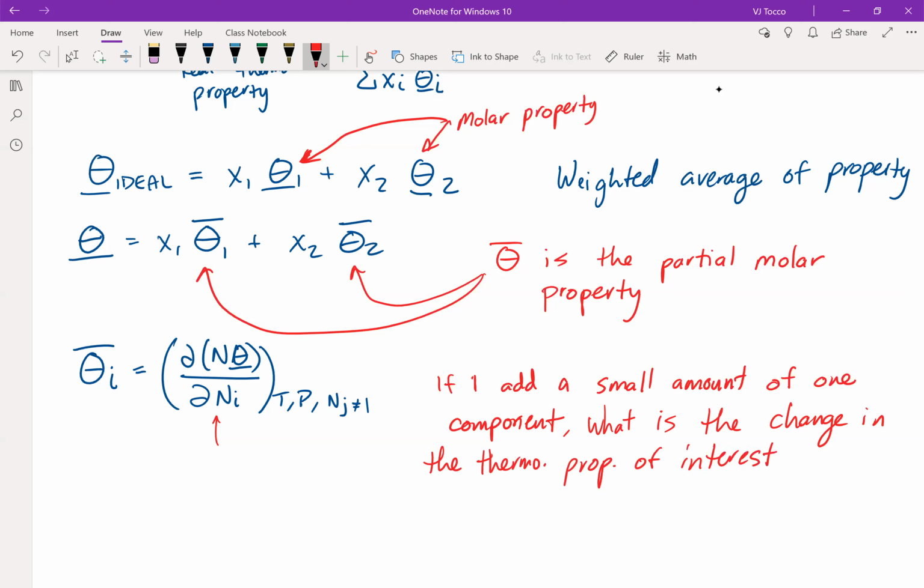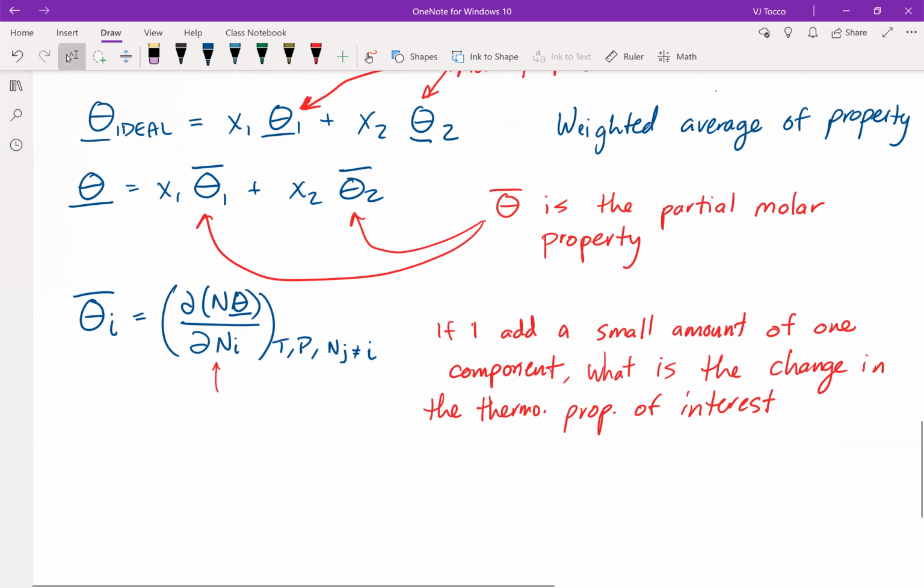And the caveat here is that temperature, pressure, and the amount of all other components are held constant, where j is not equal to i. This should be an i there. So keep in mind, of course, that the total number of moles times the molar thermodynamic property is simply equal to the extensive version.